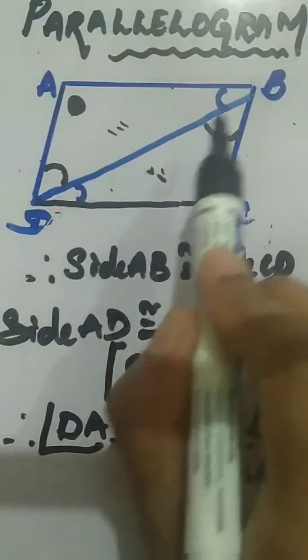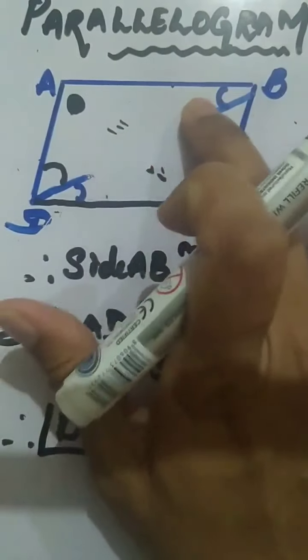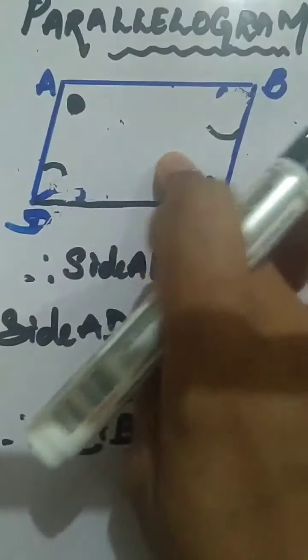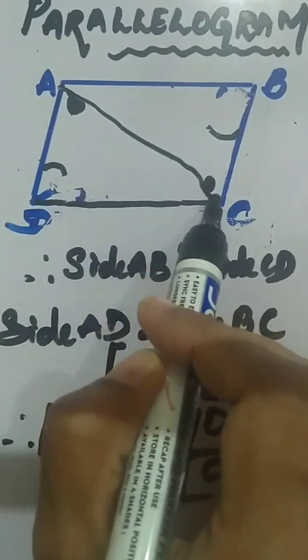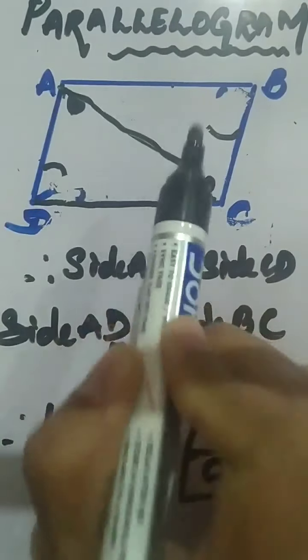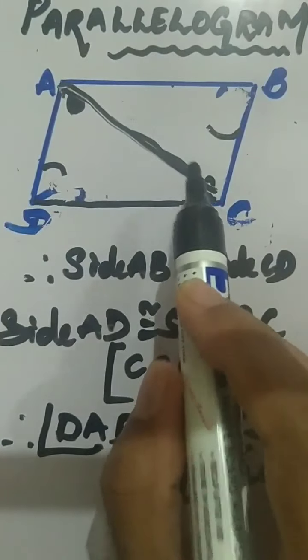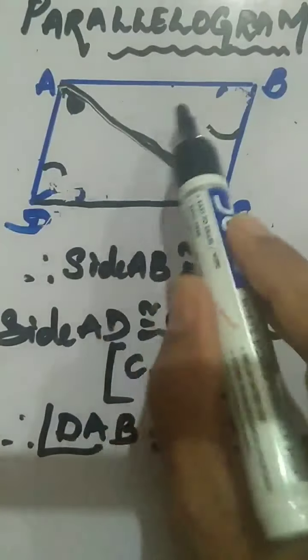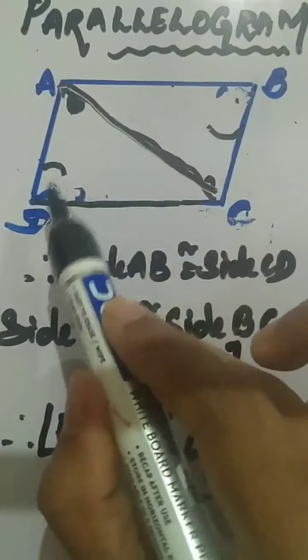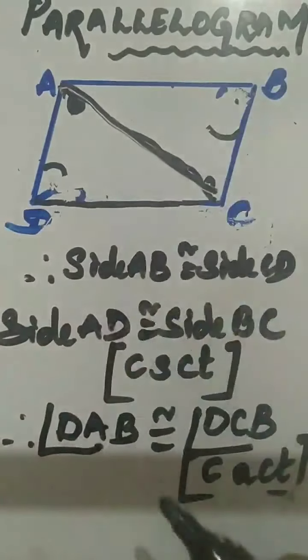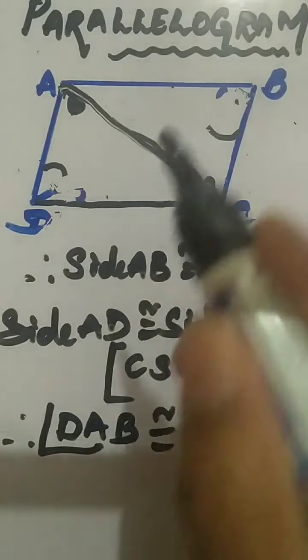Now if you want to prove these two opposite angles congruent, then you will have to draw the next diagonal. You will have to do the whole thing again. That is, rather than drawing this diagonal, you will have to draw this diagonal. Then again you will have to go for the test, proving these two triangles congruent by the same test, and you will write that angle B will be congruent to angle D.